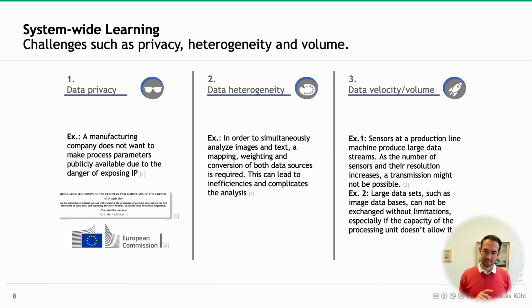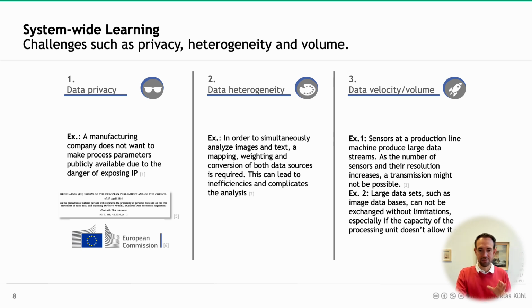And that's one thing, but also that data has to be processed. Let's even say we can transmit it. It has to be processed in real time. Our model needs to infer predictions based on this data coming in. So these are three typical issues that we have to deal with when it comes to system-wide learning.